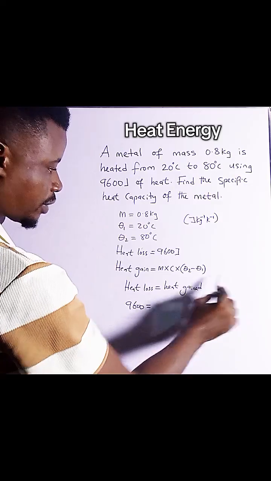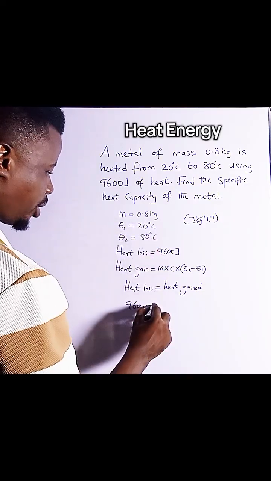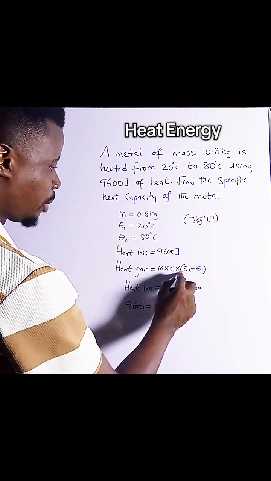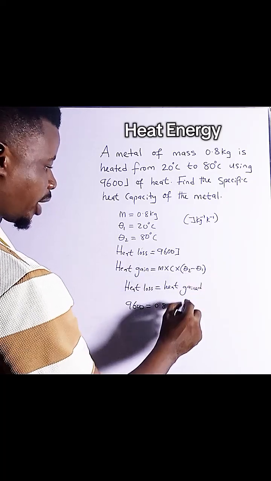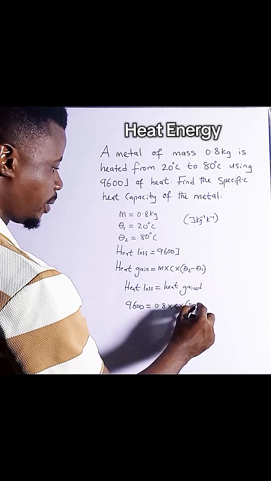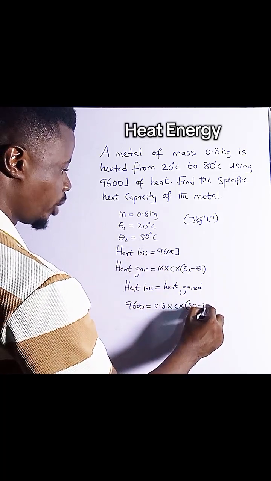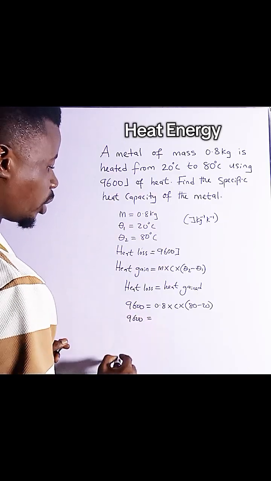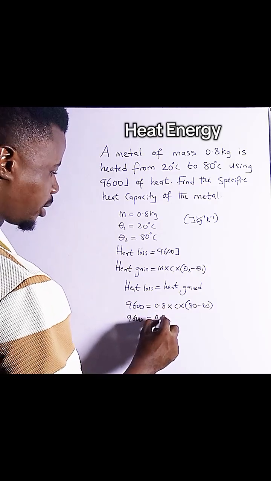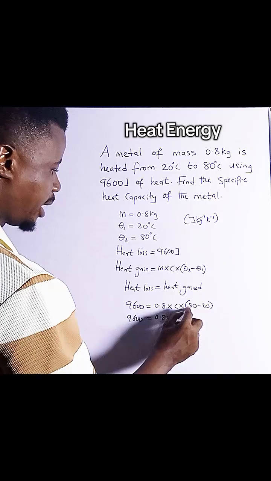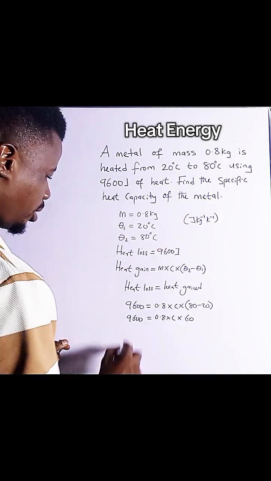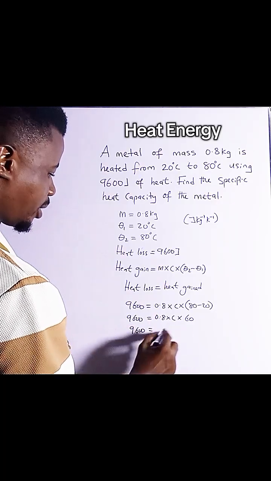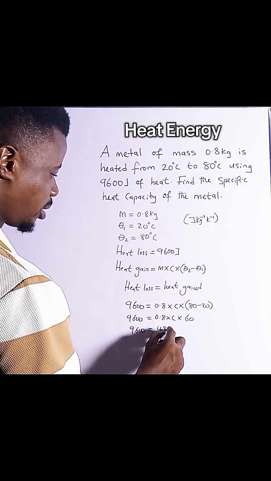9,600 is equal to what? Heat gain. This formula, M is the mass, which is 0.8, times C, unknown, times what? Temperature difference or temperature rise. Theta 2 is 80 minus theta 1, 20. So 9,600 is equal to what? 0.8 times C times 80 minus 20, 60. So 9,600 is equal to 0.8 times 60, which will give you 48 C.